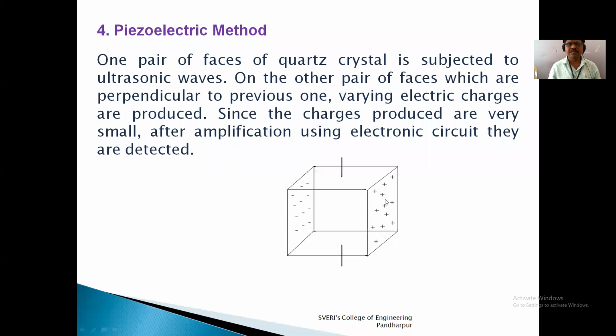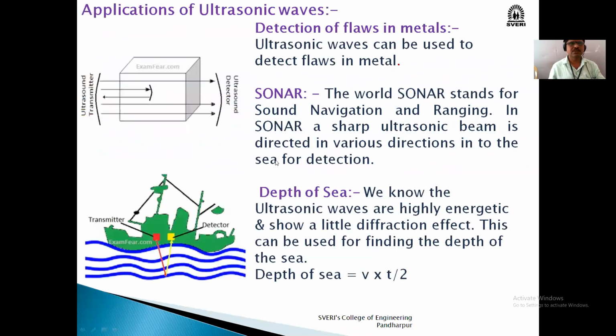This developed potential difference is amplified and detected with the help of a suitable circuit. Okay, this is the fourth method used for the detection of ultrasonic waves. These are the four methods used for the detection of ultrasonic waves. Then write applications. First application is detection of flaws in a metal.